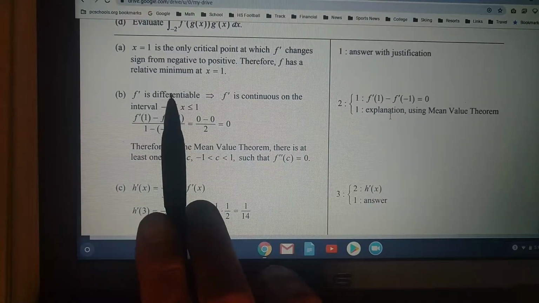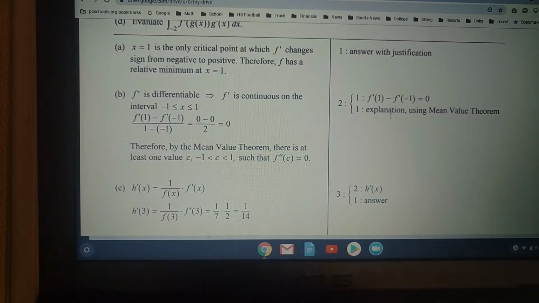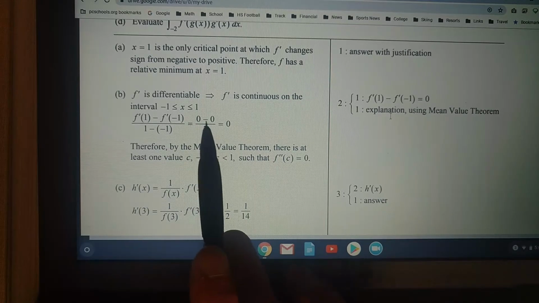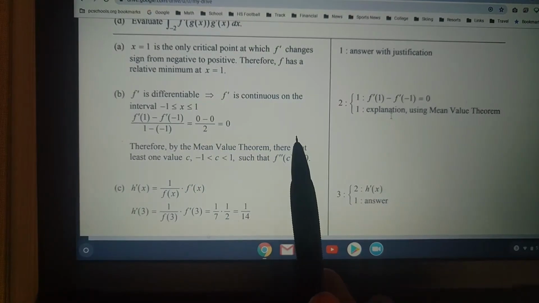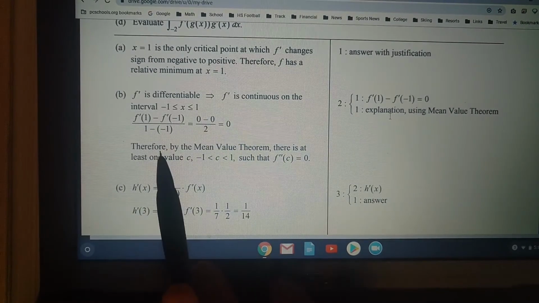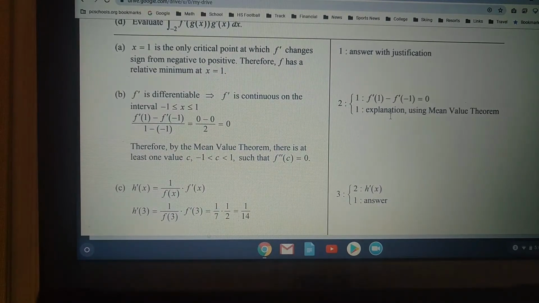So you have to say it's differentiable and continuous. We have to have that continuous and differentiable. And then we can say that since the average rate of change is 0, by the mean value theorem, there must be a point between negative 1 and 1 where the actual instantaneous rate of change is 0.